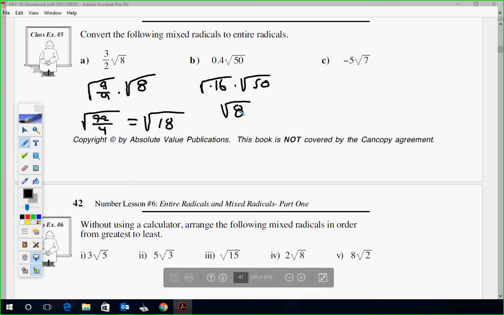Okay, C is a little tricky because we have a negative there. Can we put a negative inside an even root? No, so what we do is we just don't touch it. We leave the negative out here, and we're going to go 25 and 7. The negative just hangs out. Do not push the negative in. So the negative root 175 is your entire radical. All right, 2 more examples.